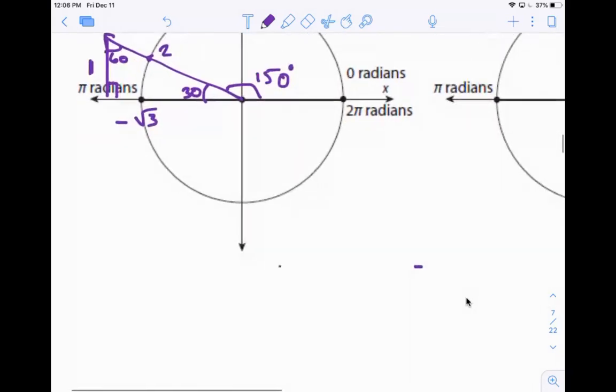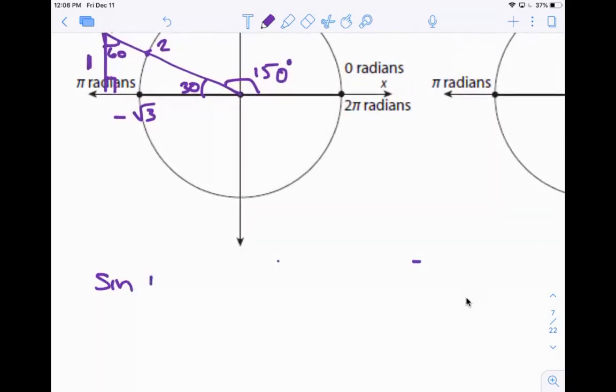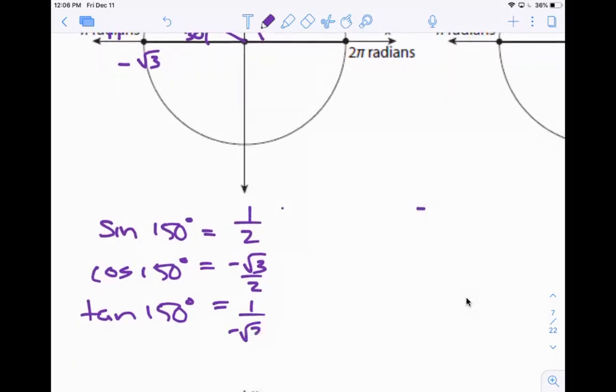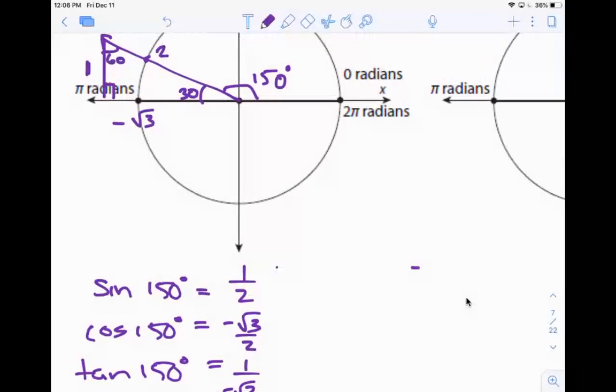After that, I can just go find my sine of 150, cosine of 150, and tangent of 150. By doing SOHCAHTOA. So 30 across, opposite over hypotenuse would be 1/2. Adjacent, negative root 3 over 2, and tangent, 1 over negative root 3. So right, I'm just doing SOHCAHTOA. Opposite over hypotenuse, adjacent over hypotenuse.